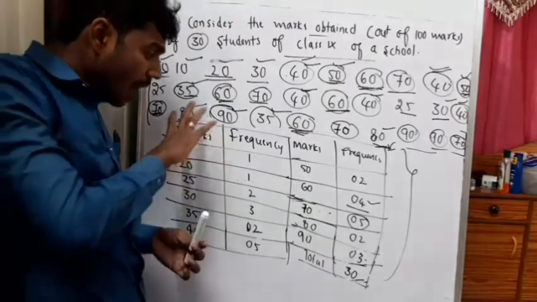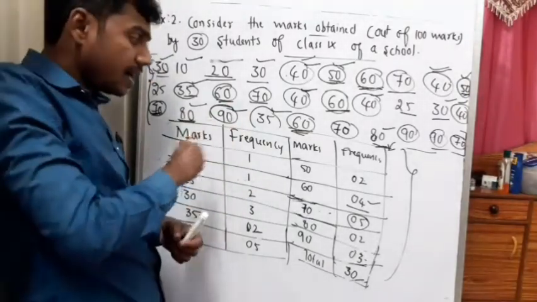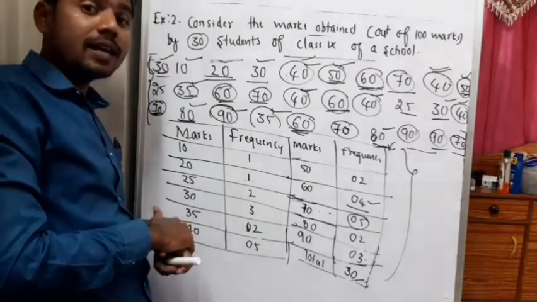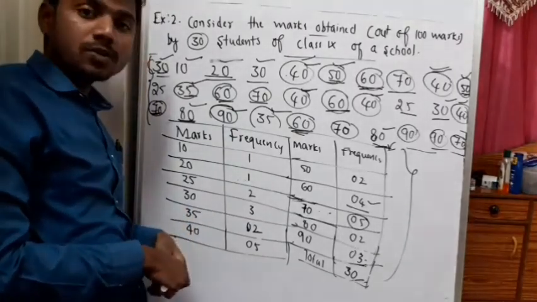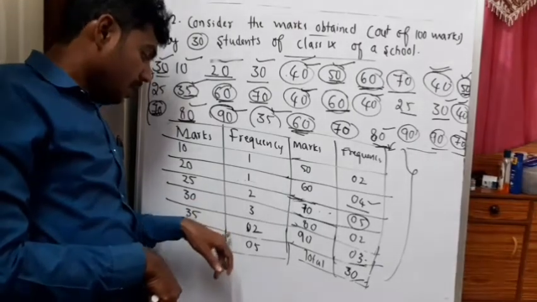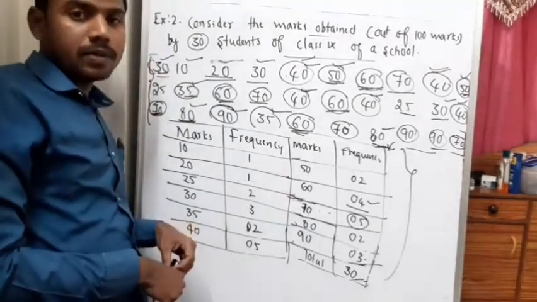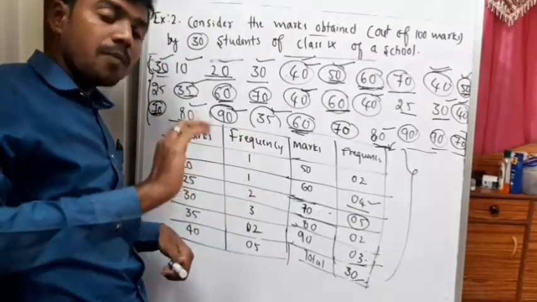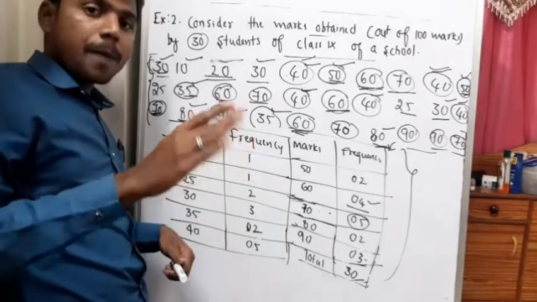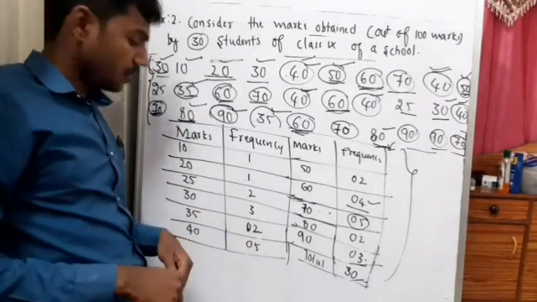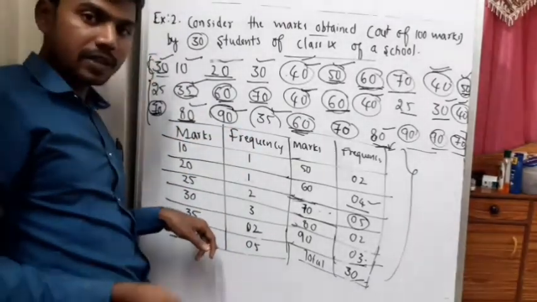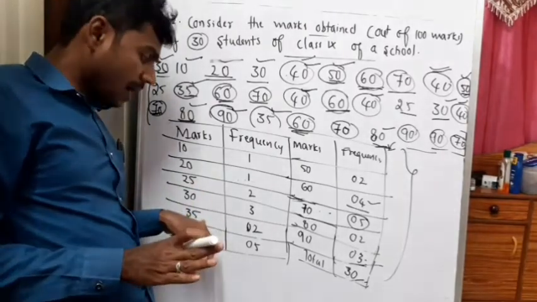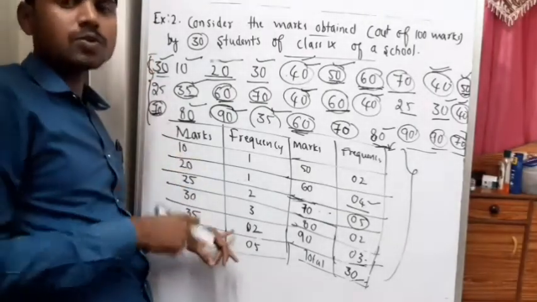Now, after arranging the data in this particular table, in this particular format, what are the things that you can directly answer? See, how many students have scored 35 marks? So, 2 students have scored 35 marks. If the passing marks is 35, how many students pass the examination marginally? See, 35 is the marginal marks. If they score below 35, they will fail. How many students have scored the marginal marks? Only 2 students.